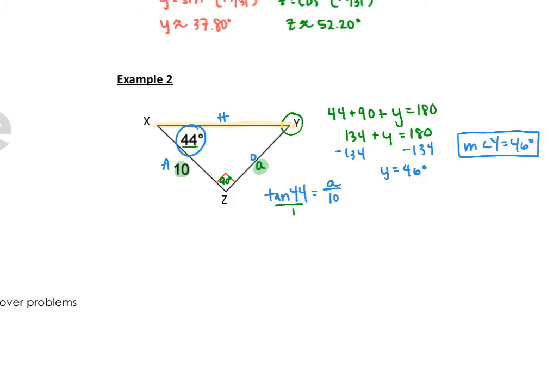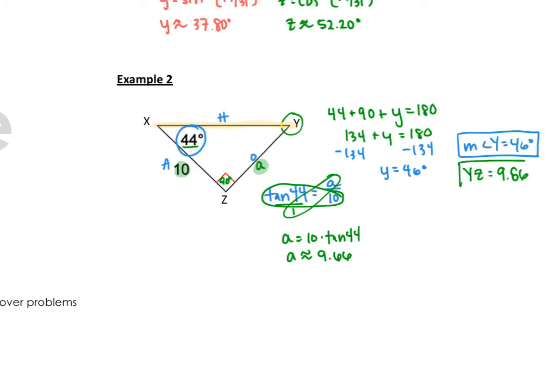And then we cross multiply. So A equals 10 times tan 44. We get A is approximately 9.66. So that means YZ is 9.66.